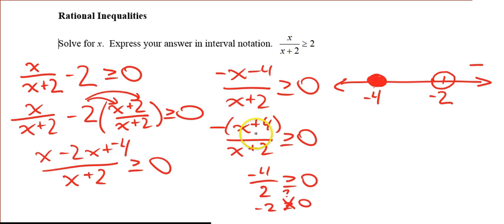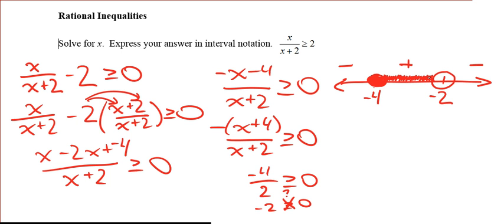Because the multiplicity of each of these zeros is 1, an odd number, we know that the sign is going to change at each of our boundary values. And now we can see, okay, the function is positive when x is between negative 4 and negative 2, including negative 4 but not negative 2. So that's our solution set.